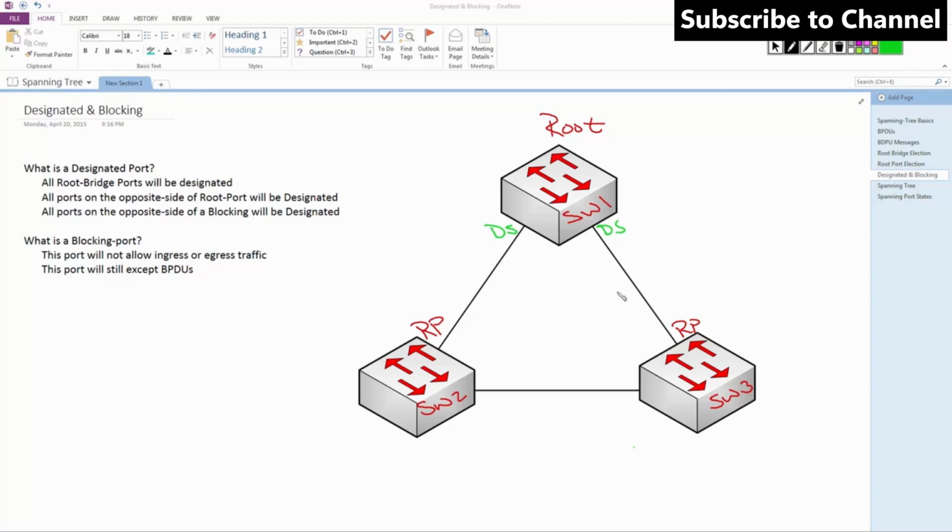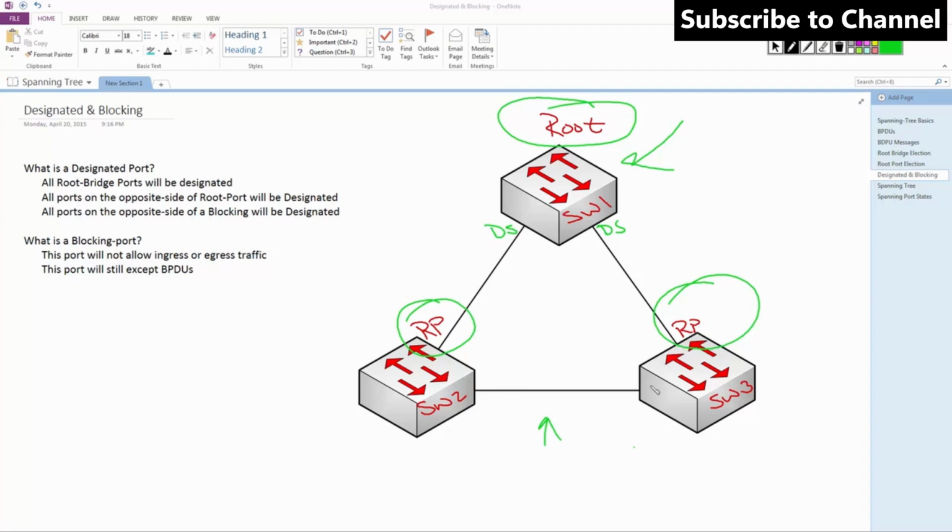All right? So now, we have this link sitting here, and we have to make a decision. We have to figure out which part's going to be blocking, which part's going to be forwarding. So we've gone through our root bridge election. That election is done. Switch 1 has done its job. He's the root bridge. Okay, doing our root port elections, every switch besides the root bridge has to decide what's the fastest port to get to the root bridge.